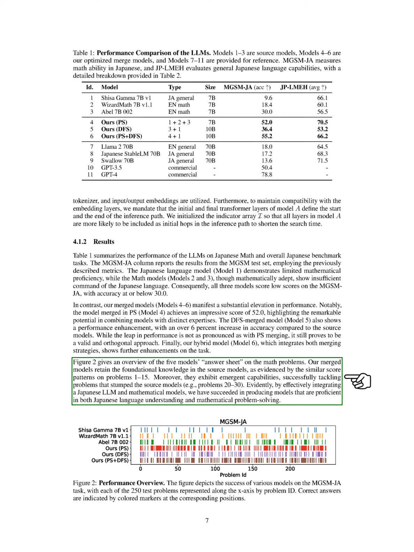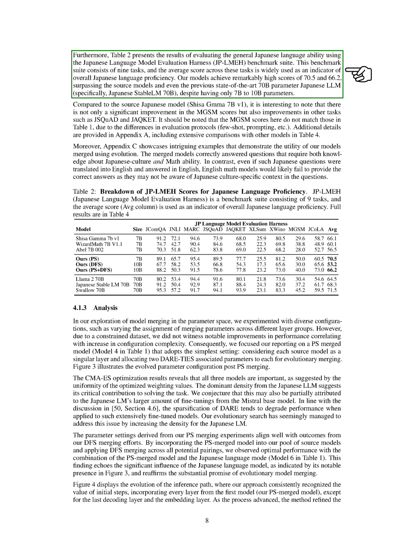The models we merged retained the foundational knowledge from the source models, as seen in their similar score patterns on certain problems. They also showed new capabilities by successfully solving problems that the source models struggled with. By effectively combining a Japanese LLM with mathematical models, we created models proficient in both Japanese language understanding and mathematical problem solving. Additionally, we evaluated the general Japanese language ability using the Japanese Language Model Evaluation Harness, JP-LMEH, benchmark suite. Our models achieved high scores, surpassing both the source models and even the previous state-of-the-art Japanese LLM with more parameters.